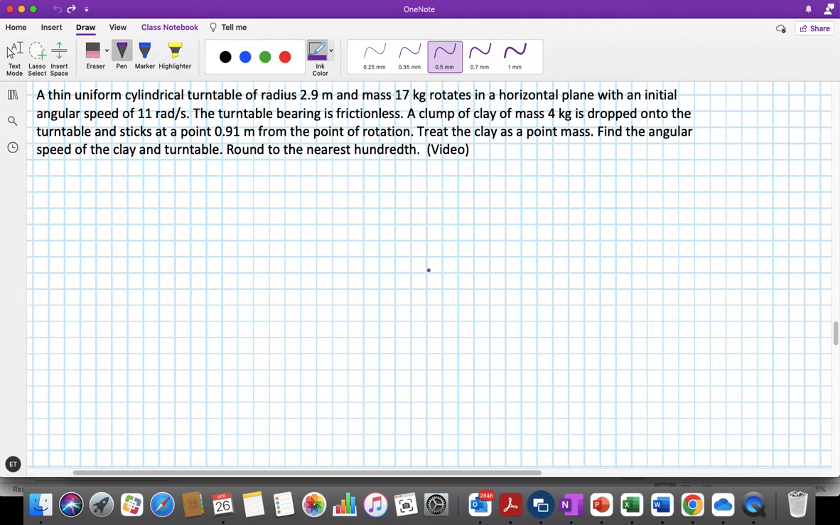Hi everyone. So let's work on this example. It is about conservation of angular momentum, one of your favorites.